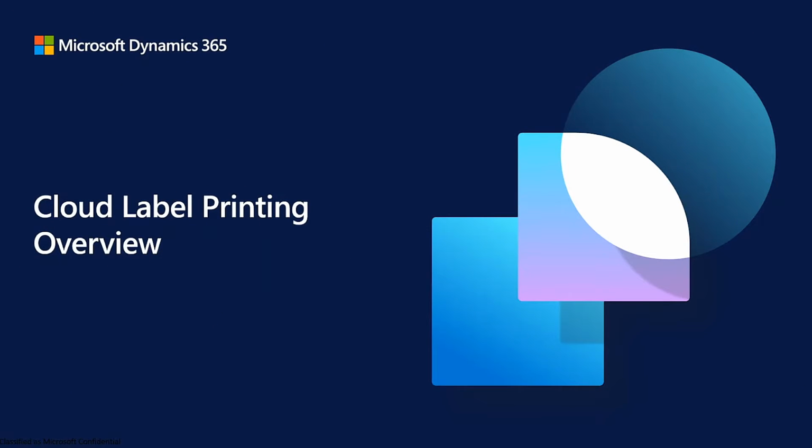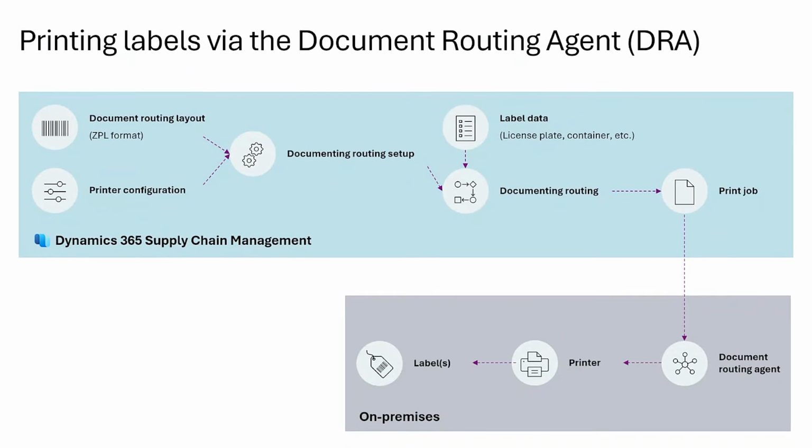All right, now that we've recapped some of those features, let's get into the main event. So starting quickly with a refresher, here's how label printing works via the document routing agent. And you'll hear me refer to this as the DRA for short. So before the release of the cloud label printing capabilities in the 10.0.34 update last June, this was the only out-of-the-box option to manage labels and printing in the warehouse.